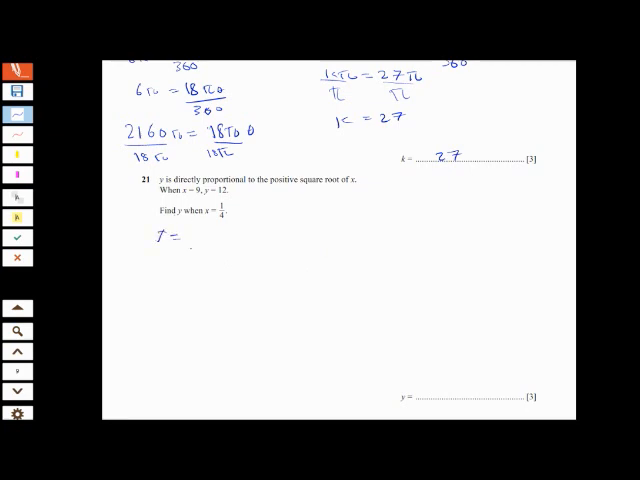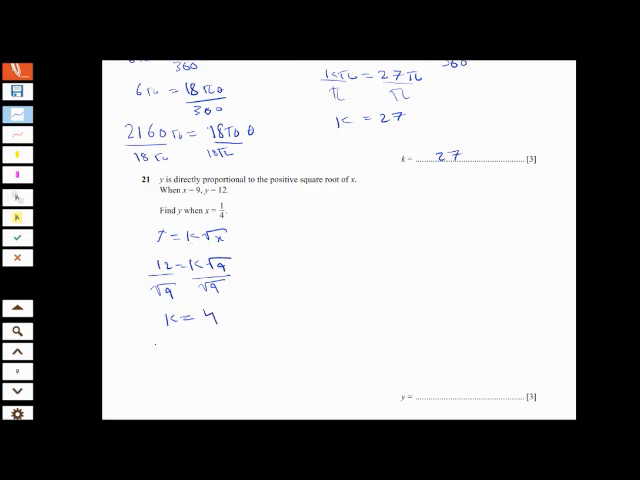So question 21, y is directly proportional to the positive square root of x. Okay, now when x equals 9, y equals 12, find y. Now substitute this to find the value of k first. Y is 12 and x is 9. Divide by square root of 9, which is 3, of course. K equals 4.